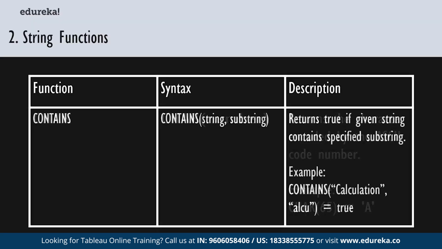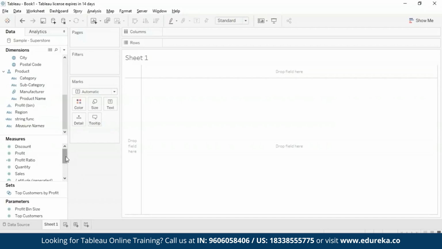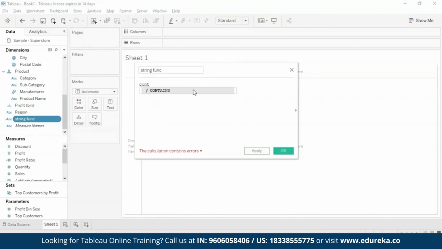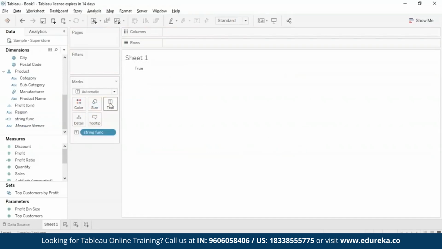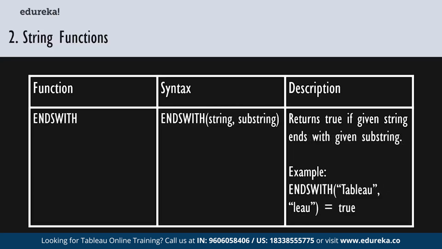Next, we have CONTAINS, which basically returns true if a given string contains the specified substring. And as you see, it returns true. Next, we have ENDSWITH, which returns true if the given string ends with a certain substring.